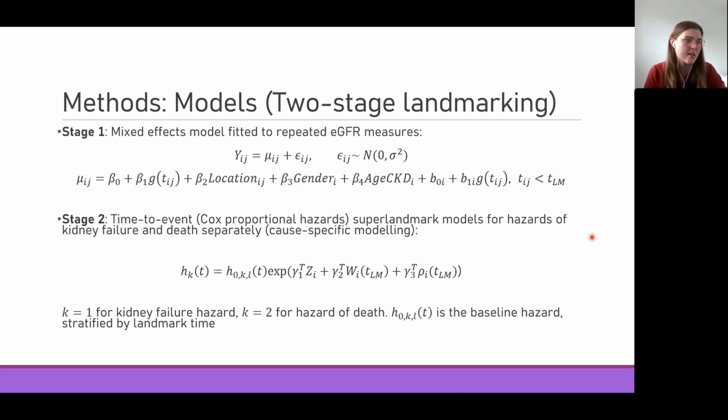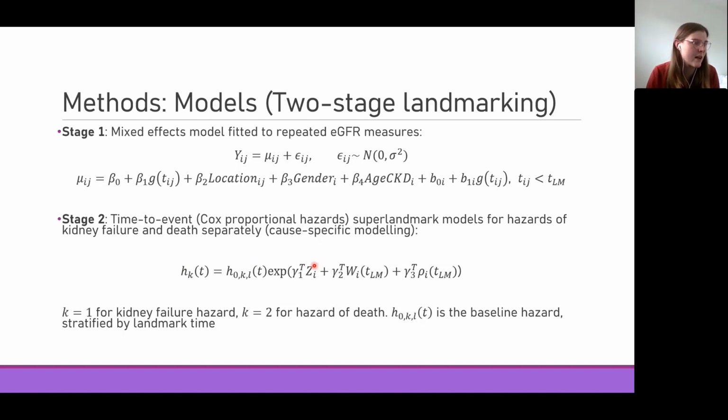The second stage is our time to event model. This is the model which we actually use to make risk estimates, to predict the risk of kidney failure or the risk of death within, in this case, 2 years. It's a fairly standard Cox proportional hazards model. We have a separate model for each outcome, one for kidney failure and one for death, so we would actually have 2 of these in practice.